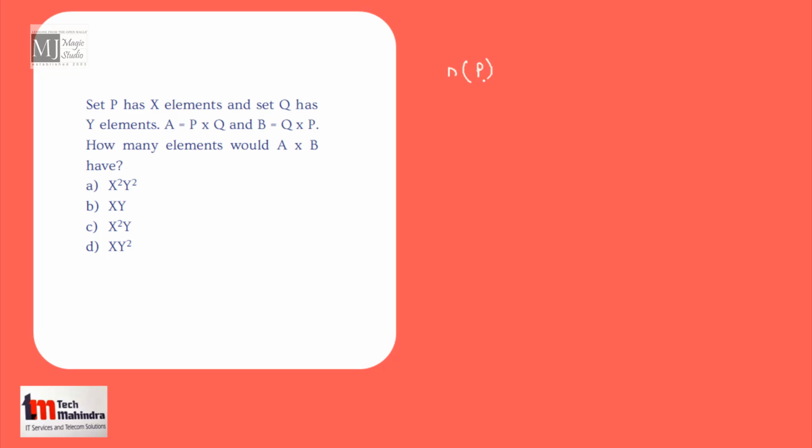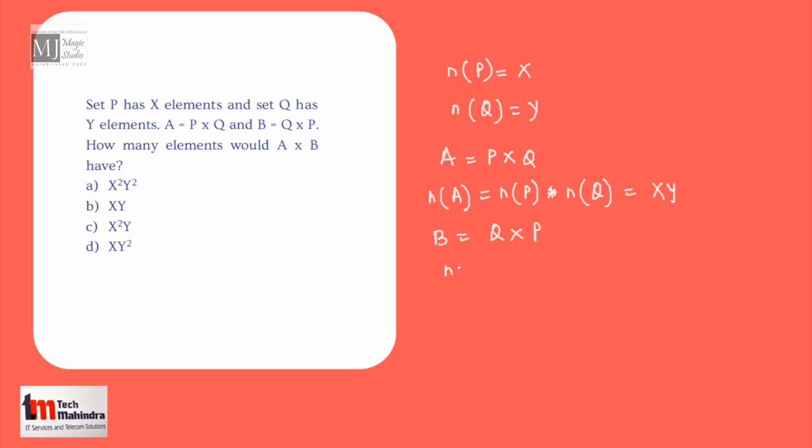Set P has x elements. That means the cardinal count of set P is x. And set Q has y elements. The cardinal count for Q is y. A simple set theory question based on cardinal count, I suppose. A is P cross Q. The number of elements in A should be the number of elements in P into the number of elements in Q. That means there should be xy elements.